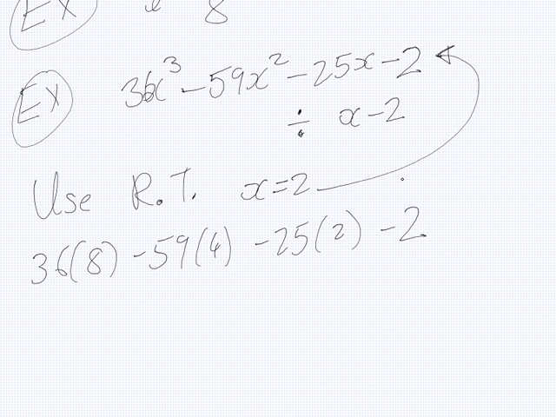So if we hit that in on the calculator, let's see what we get. 36 times 8 minus 59 times 4 minus 50 minus 2. So this works out to be 0. Now what remainder did we get last time when we did it? We got 0. So you can see that the result is the same. We get the same answer.